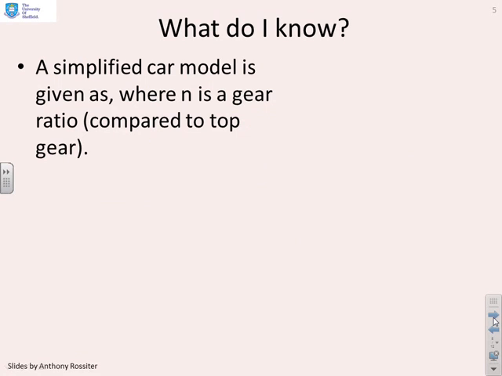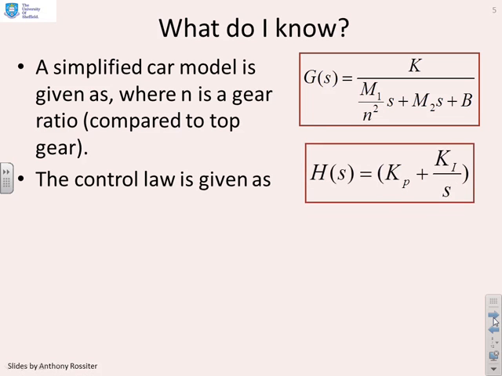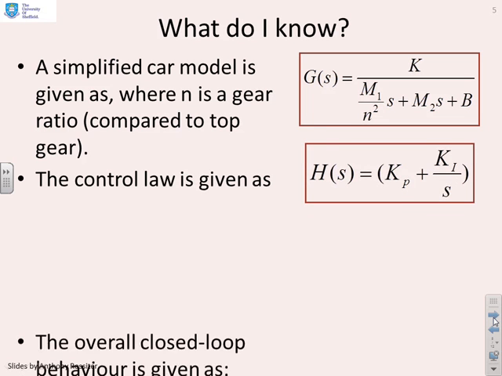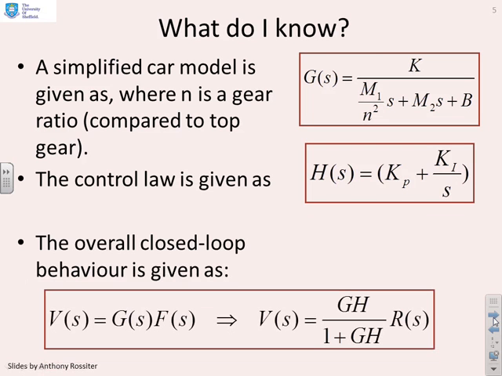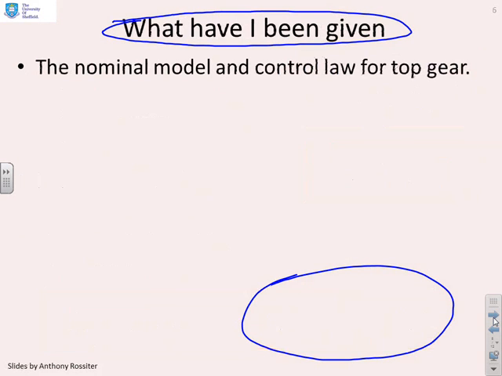So what do I know? A simplified car model is given as this, where you're allowing for a gear ratio N compared to top gear. The control law is going to be PI, so we've got Kp plus Ki over S. And the overall closed-loop behaviour is given by the standard formula, something like this. Velocity is GH over 1 plus GH. Now, we should emphasise, so far, all we've done is write down what do I know about cruise control, what do I know about the impact of gears on system behaviour. I haven't really looked at the question at all.